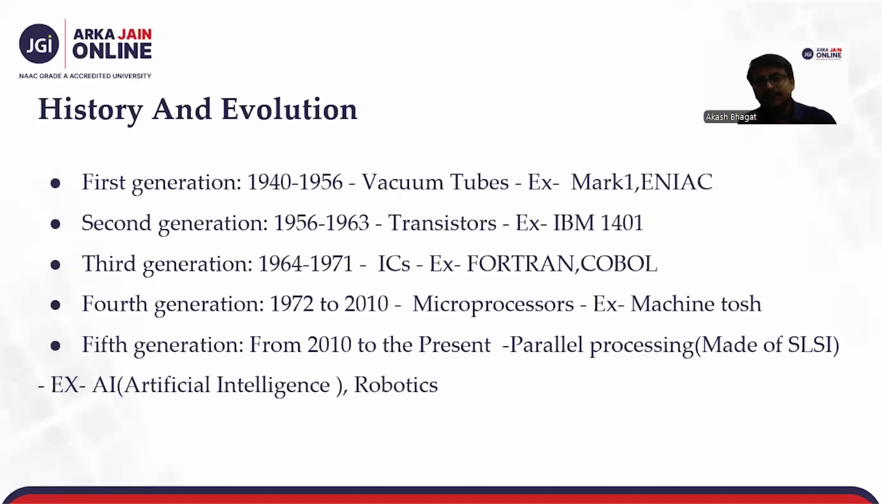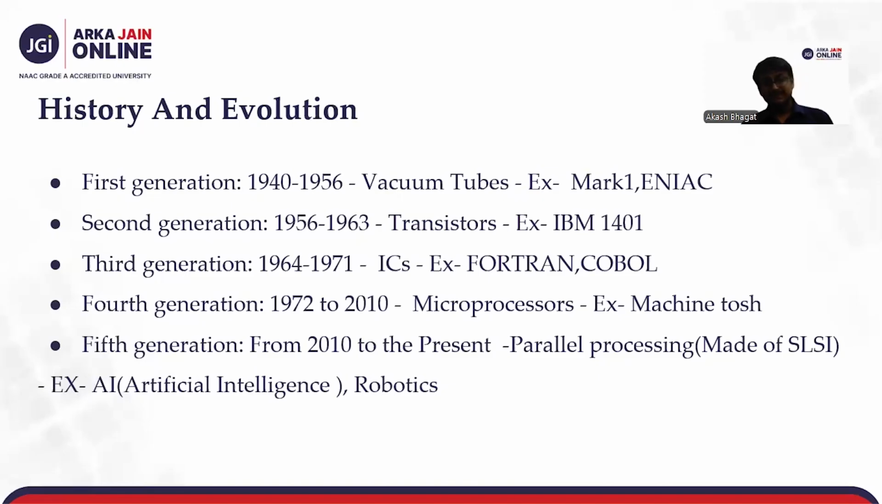The first generation we considered from the year 1940 to 1956, and the technology used in the first generation of computers was vacuum tubes. The popular names were Mark I and ENIAC. Second generation started in 1956 till 1963. The technology used for the second generation was transistors, IBM 1401. Third generation is 1964 to 1971.